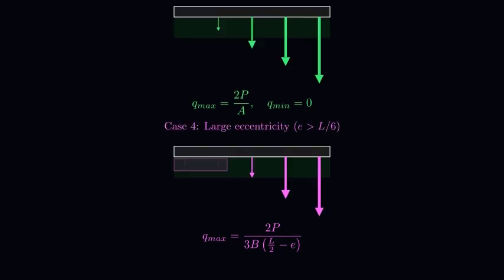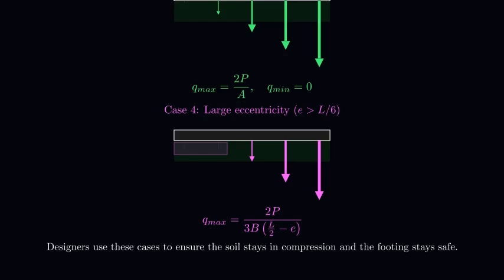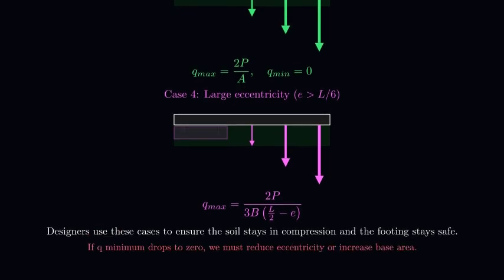These 4 pressure distributions show how we must check the kern and avoid liftoff. When the load stays centered, the pressure is uniform. As eccentricity increases, one edge sees more pressure and the other can lose contact, which is why we always compute both Q maximum and Q minimum.